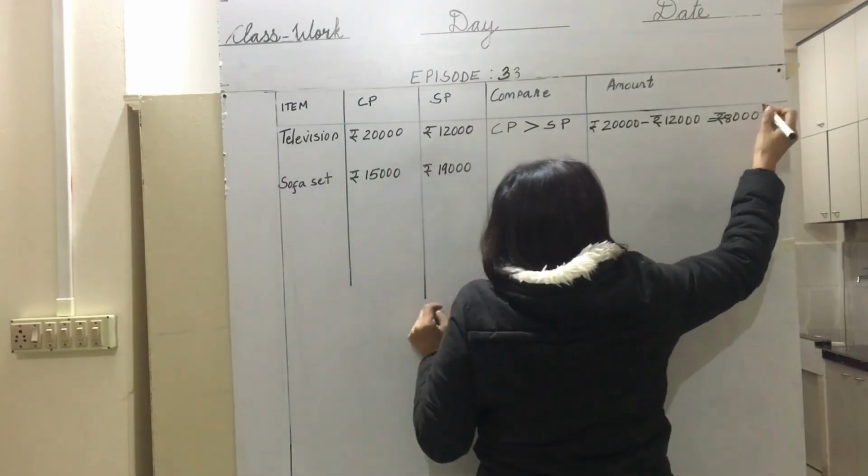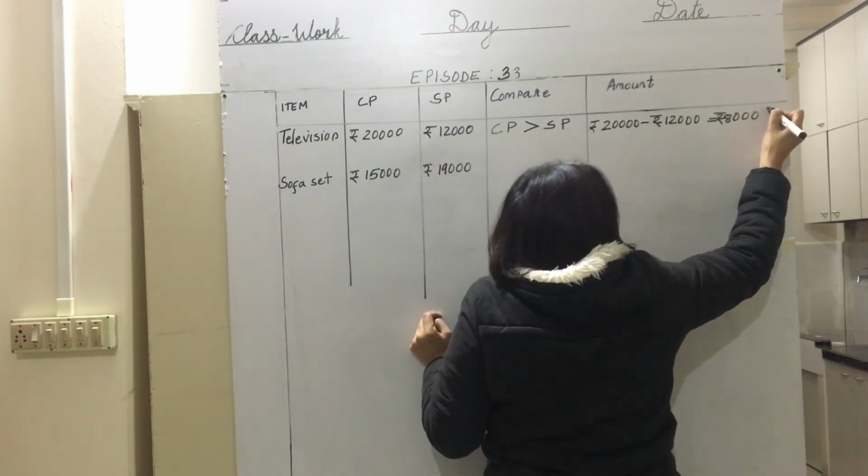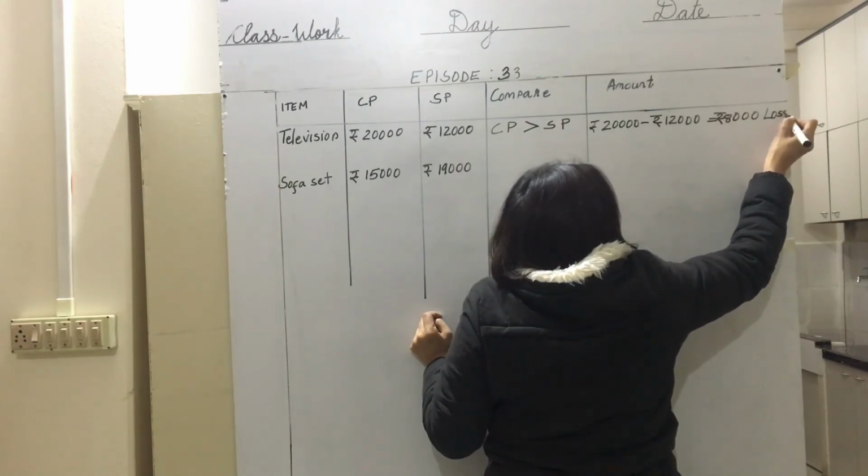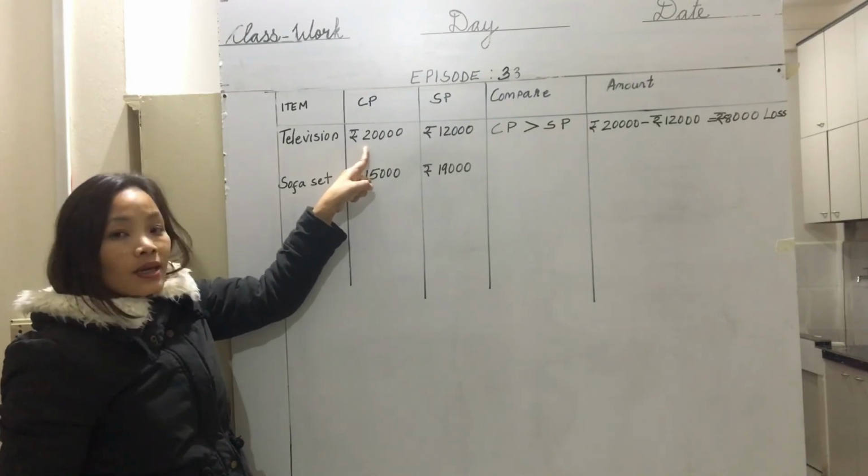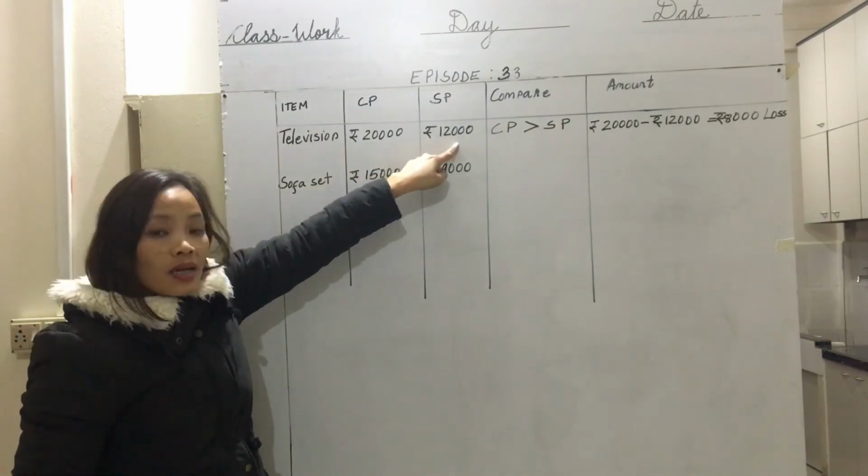So you will write it here. Right here, there is a loss. 8,000 rupees is lost.